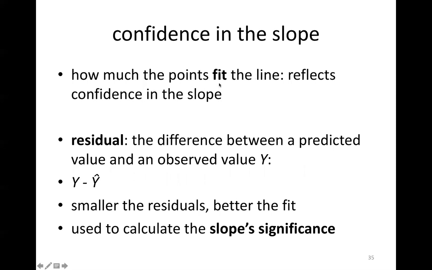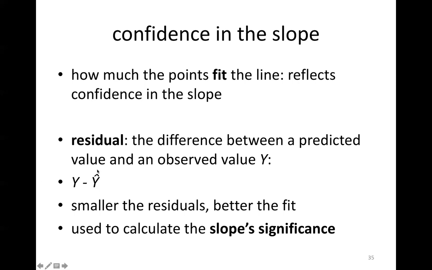How much the points fit the line reflects our confidence in the slope. If the fit is good, then we will be more confident about the slope. If the fit is weak, we will be less confident. And the fit is basically measured by what we were trying to minimize, the residuals. That is the difference between predicted values and the observed values. And predicted values in statistics are shown by this hat symbol.